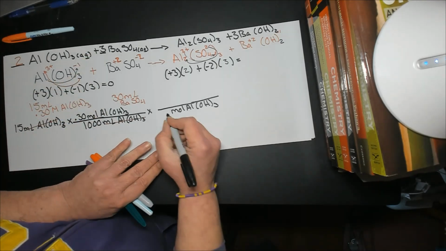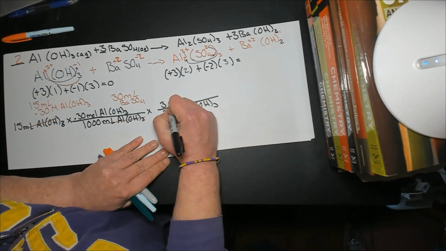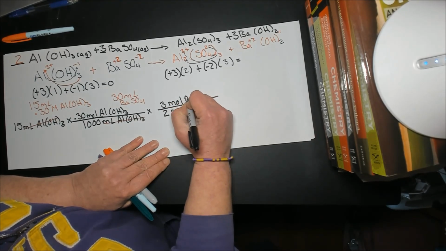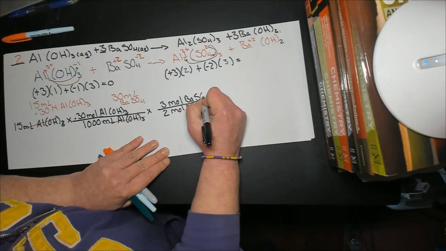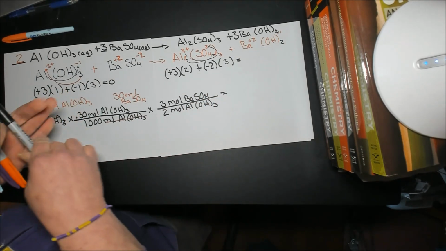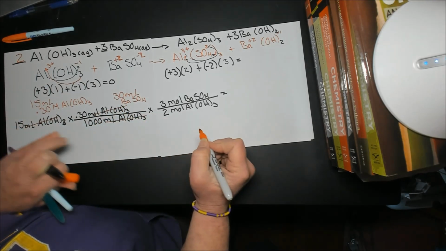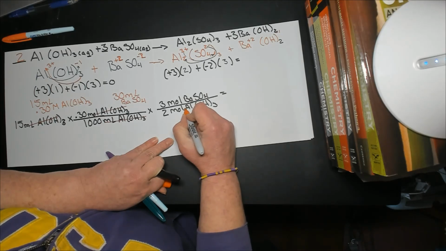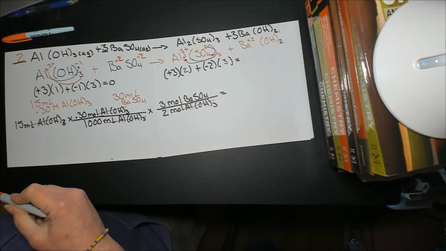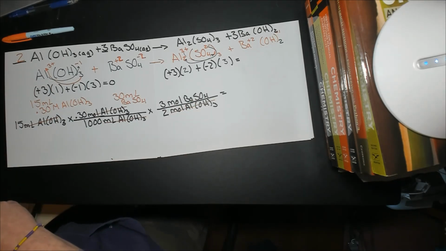That's what those coefficients mean. So I put my 2 here to 3 moles of BaSO4. Let's double check our units. Now look here, moles of AlOH3 cancels out with moles of AlOH3, and my volumes have already canceled, which leaves me with just moles of BaSO4.